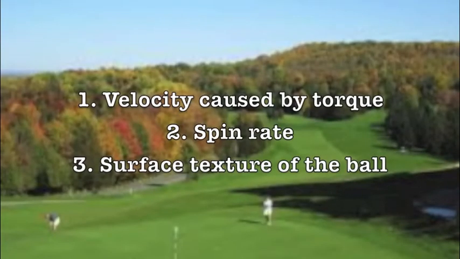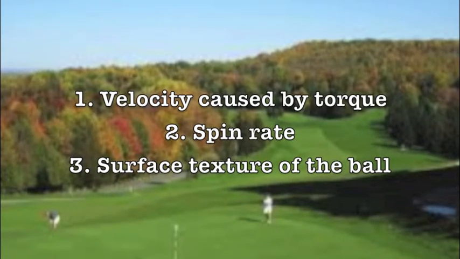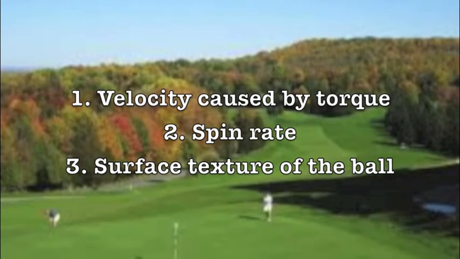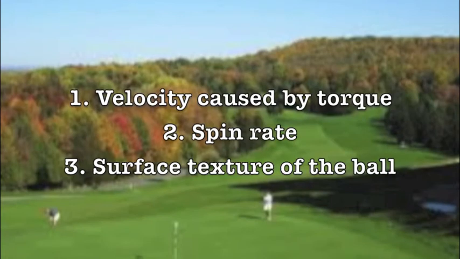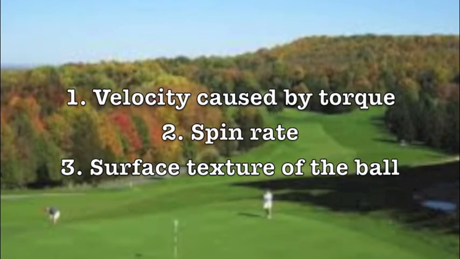To summarize, the aerodynamic flight of a golf ball is determined by 3 variables: the speed of the ball through the air caused by torque, the spin rate, and the texture of the ball. These 3 variables cause the ball to travel further than if the ball was smooth, did not have backspin, and there was no rotation in the backswing.